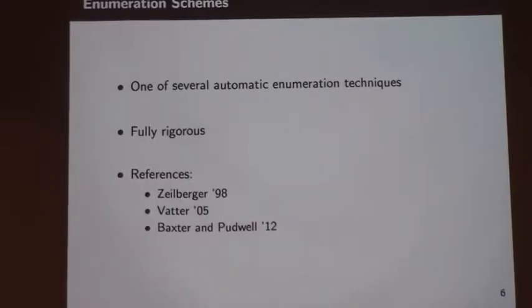Some important references for enumeration schemes. Well, Zeilberger initially thought of them in 1998. Vatter expanded them significantly in 2005. And then one that I won't talk about so much, but that was important, was Baxter and Pudwell, who expanded them from classical patterns to vincular patterns, but I'm not really going to talk about that, so don't worry too much about it.